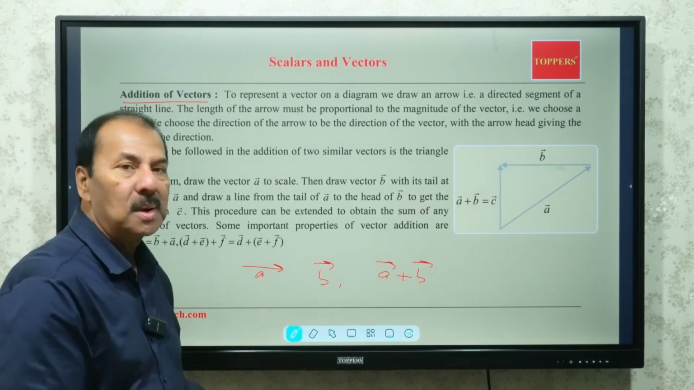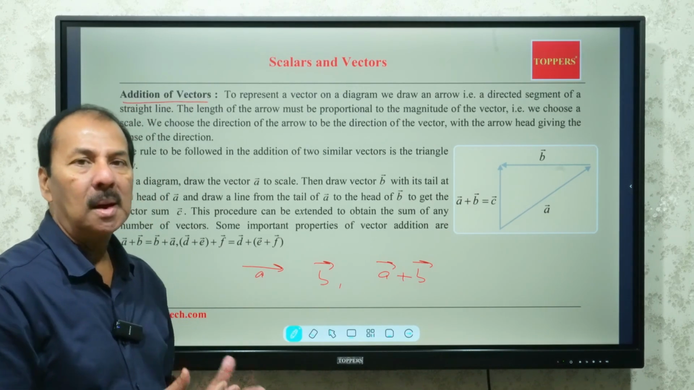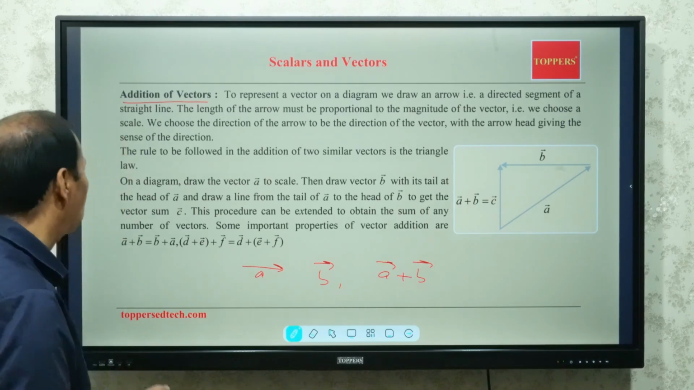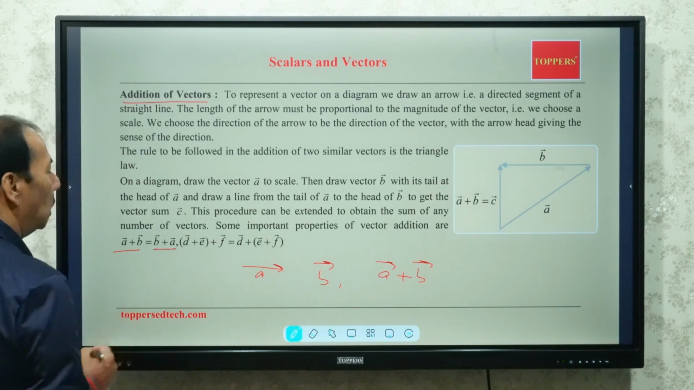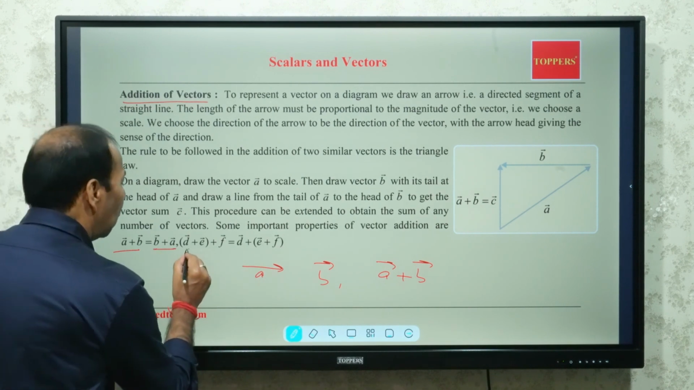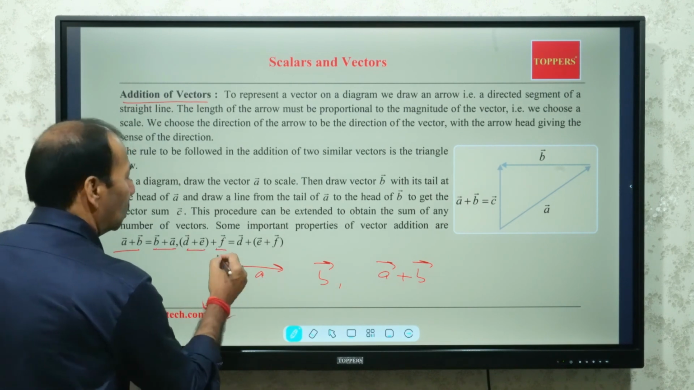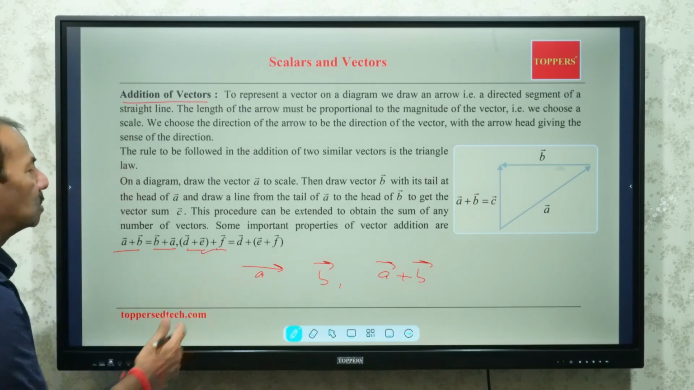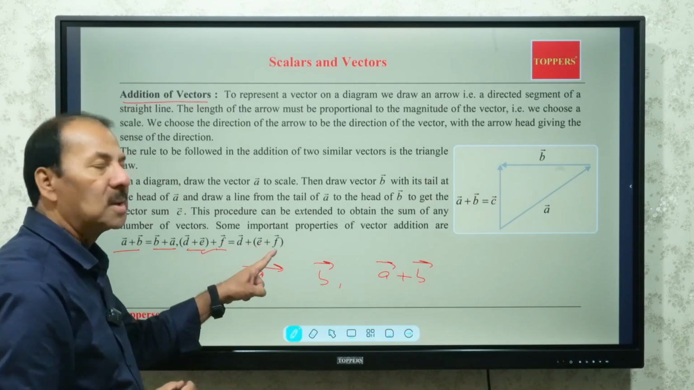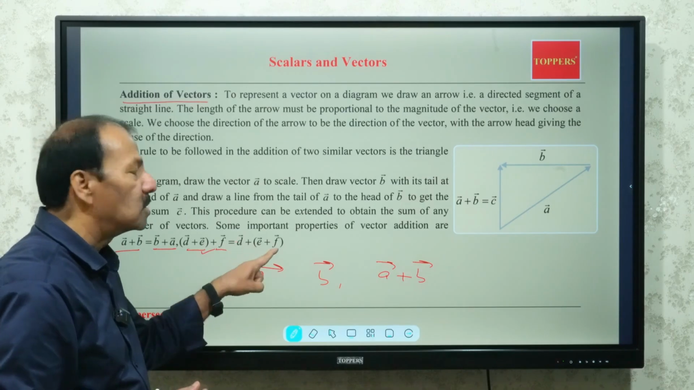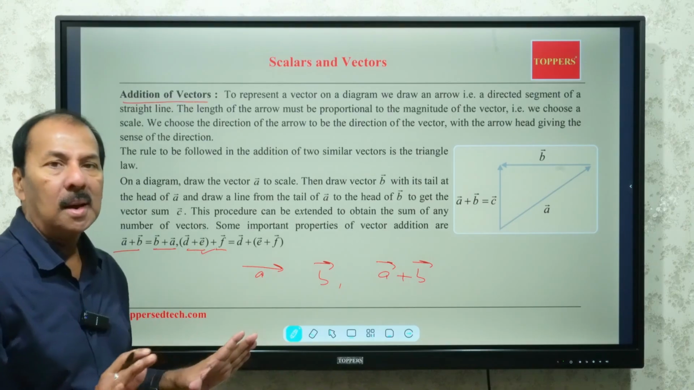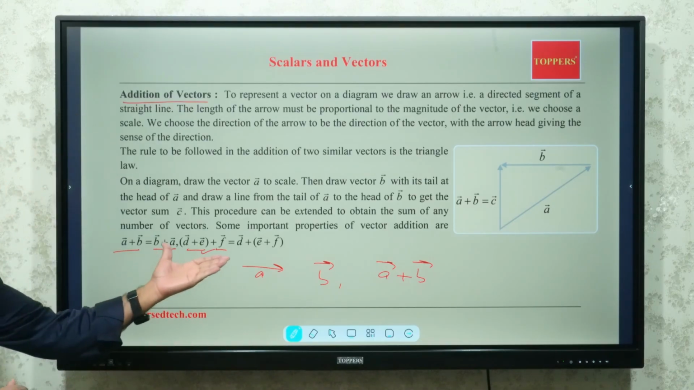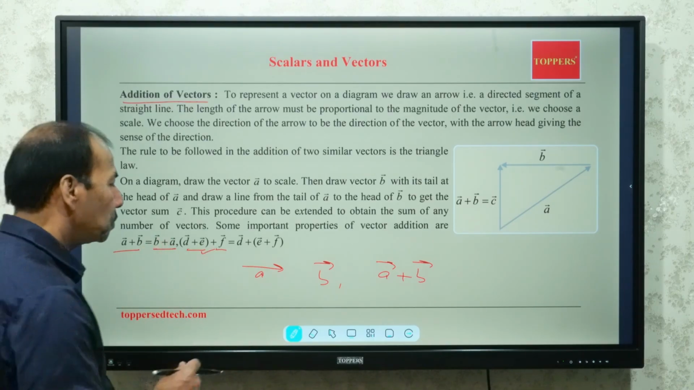Whether you write vector A plus B or vector B plus A, it hardly makes any difference. And suppose we have vector D plus E plus F, that can be expanded as vector D plus vector E plus vector F. Either we add E plus F first, then D, or D plus E first, and then F. It hardly makes any difference. So these are some of the properties of vector addition.